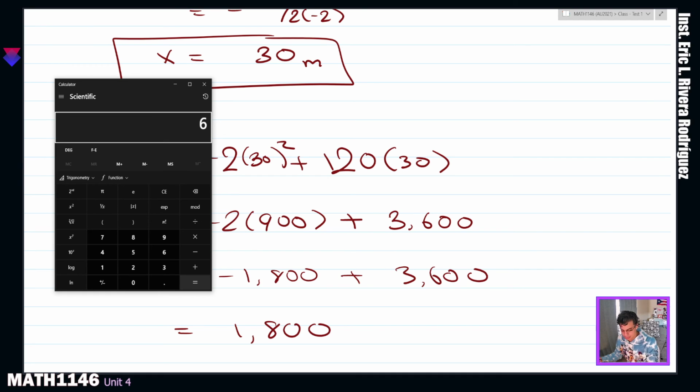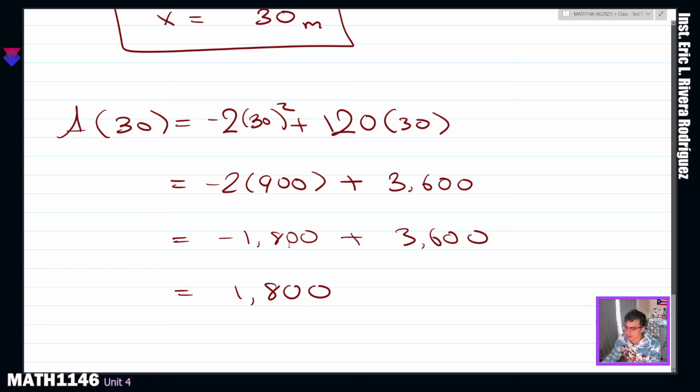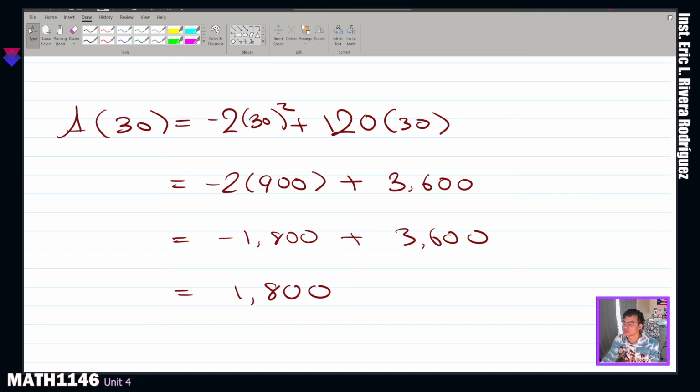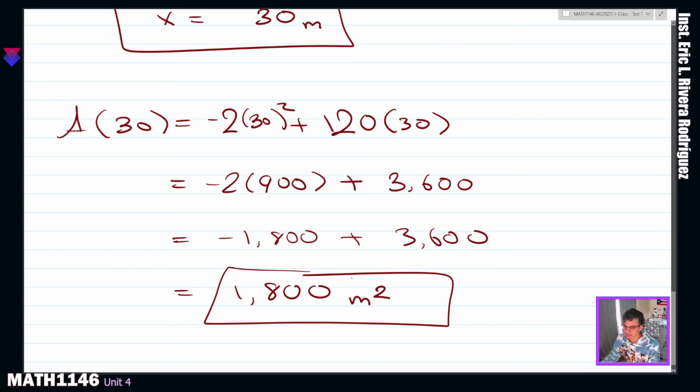Okay, see how I'm using the calculator? Whenever I have doubt, I just go to our calculator just to make sure that my numbers are correct. Yeah, and they are correct. And that's my final answer. The maximum area will be 1800, how you read this? 1800 meters squared. And that's my final answer. All right? Yeah, Halima.